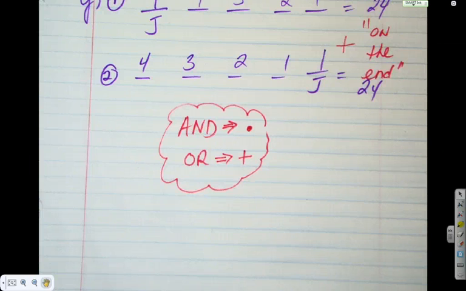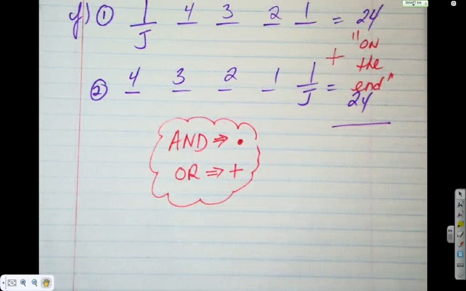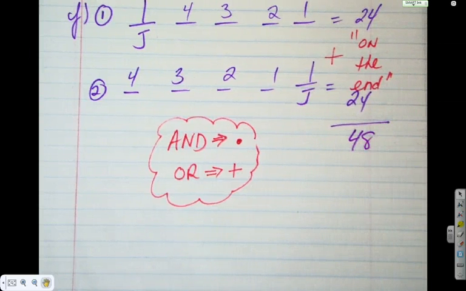Okay, this will help you figure out some of the more complicated questions if you stop and say, okay, is it and or is it or? That will tell you if you're multiplying or you're adding. So how many total permutations if Jack must be on the end? 48.